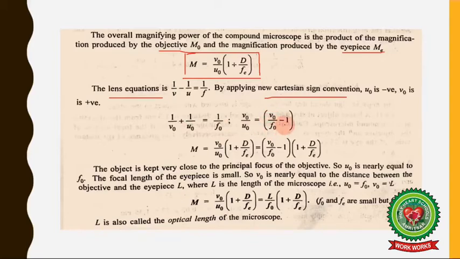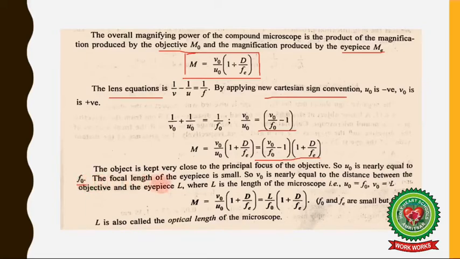So we know that m is equal to v0/u0 times (1 + D/fe). In place of v0/u0, we are going to use this value. So we get magnification is equal to (v0/f0 minus 1) times (1 + D/fe). If the object is kept very close to the principal focus of the objective, u0 is nearly equal to f0. So if we place the object very close to the objective lens, its distance will be equivalent to f0.